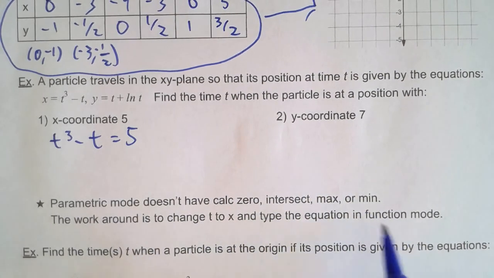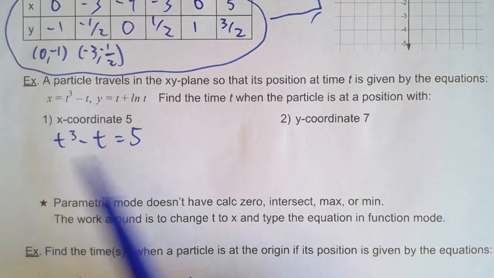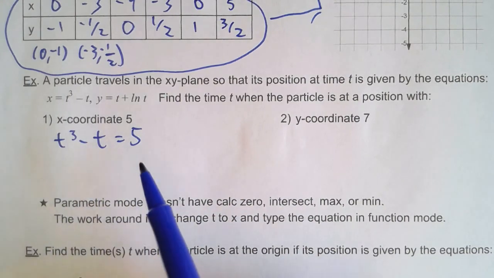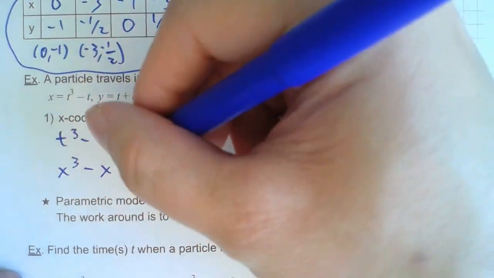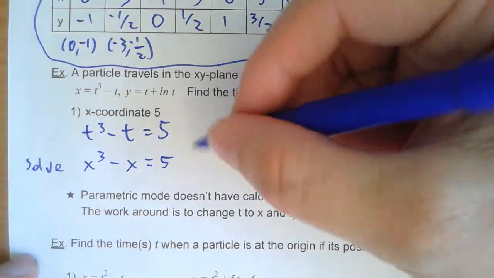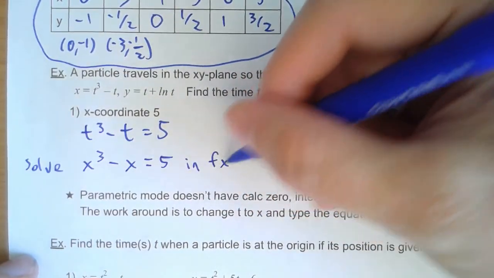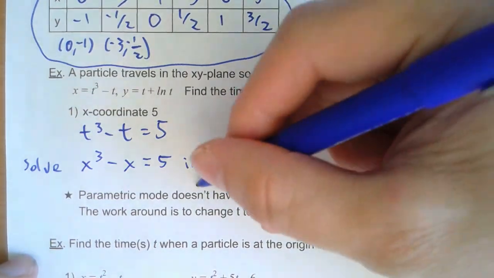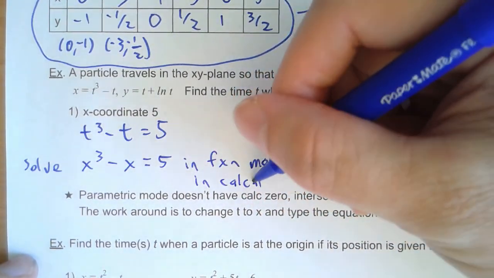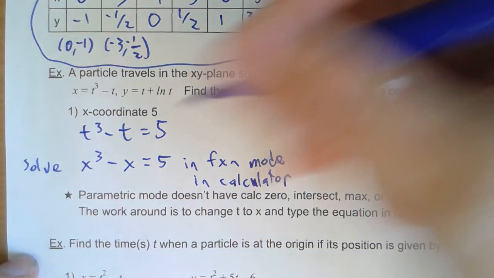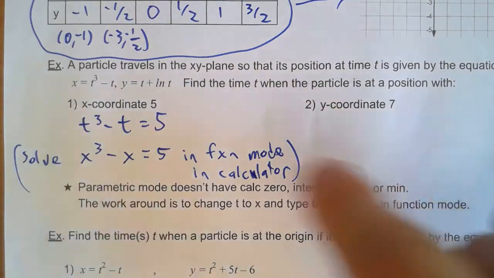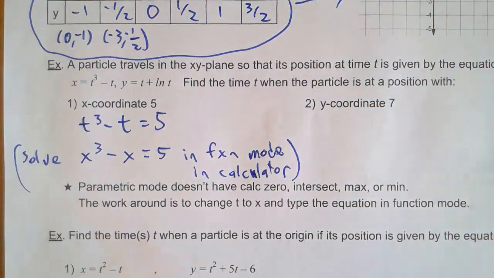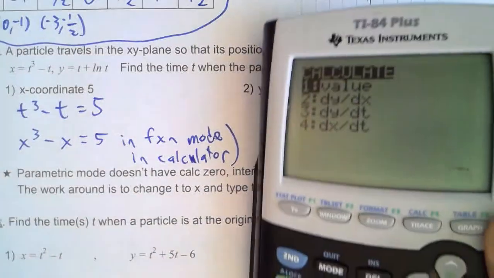So there's a workaround, though. You can just go back to function mode. Notice there's only one variable in this equation that we're trying to solve. So solving this would be the same thing as solving x cubed minus x equals 5. So we can just solve that in function mode in the calculator. It's just kind of a workaround, a trick. Even though really this is a parametric mode problem, for this problem right here, the y doesn't matter. So there's really just one equation that we're looking at.